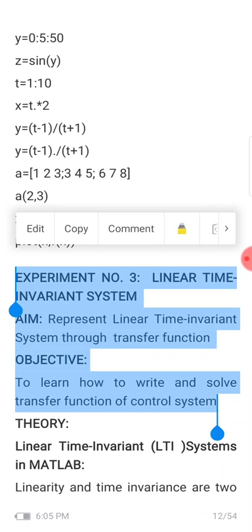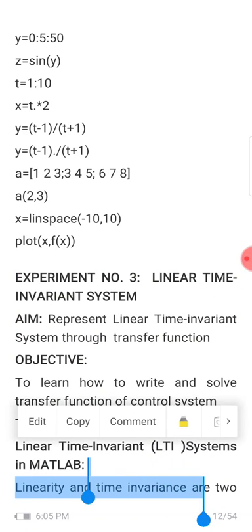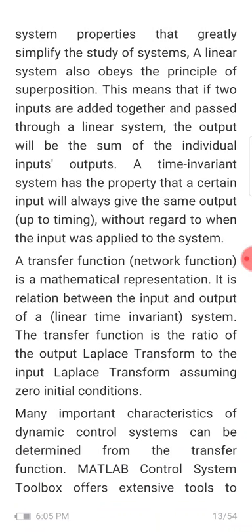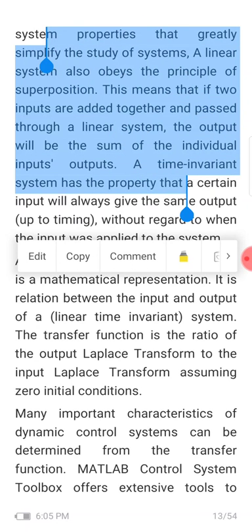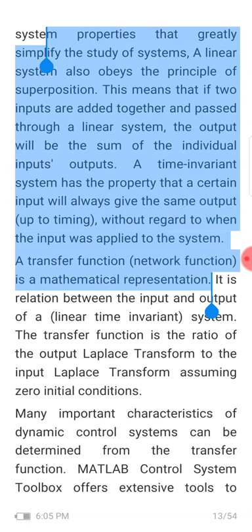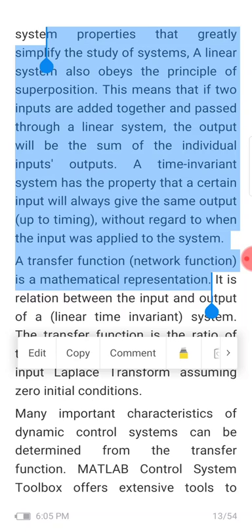Come to the theory. The linear time invariant system has two system properties that greatly simplify the study of systems. A linear system also obeys the principle of superposition. This means that if two inputs are added together and passed through a linear system, the output will be the sum of the individual outputs. The time invariant system has the property that a certain input will always give the same output up to timing, without regard to when the input was applied to the system.